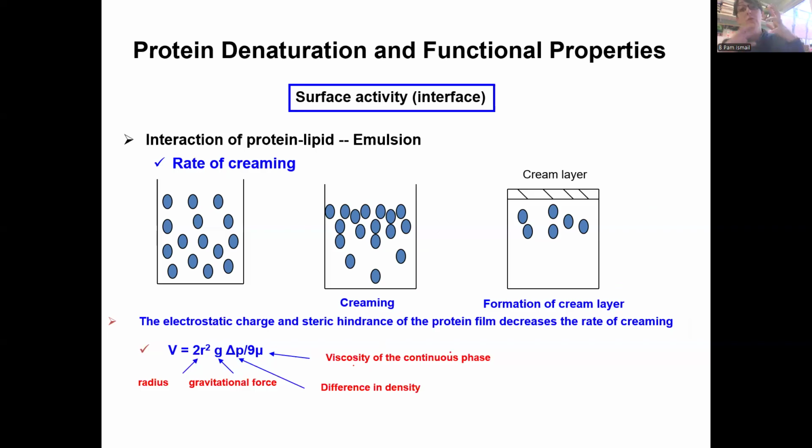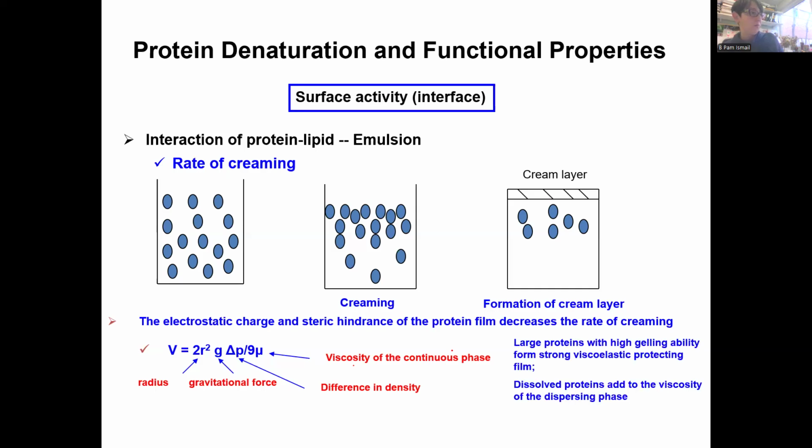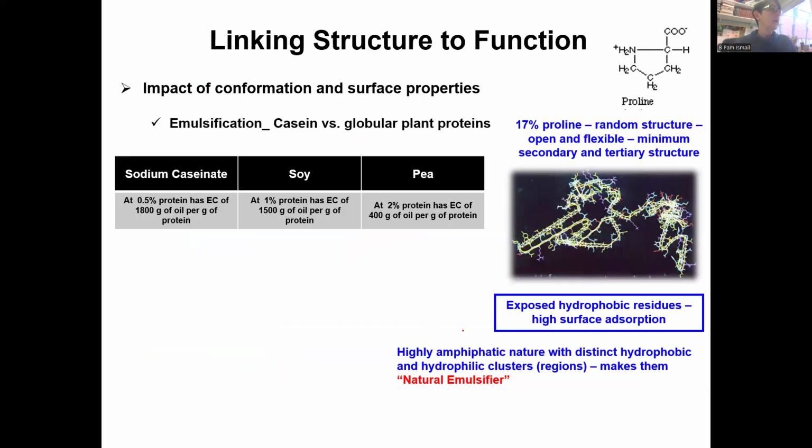Sometimes if you have soluble protein that is not at the interface, it increases viscosity and it helps with stabilizing the emulsion. So a large protein with high gelling ability can form a strong viscoelastic protecting film. Dissolved proteins can add to the viscosity of the dispersive phase. And now let's give examples about caseinates, soy protein, and pea protein.